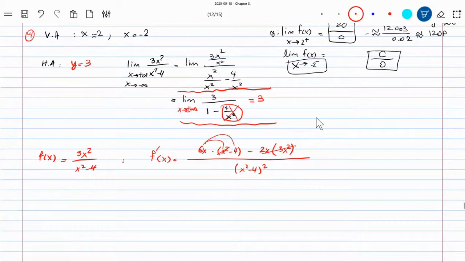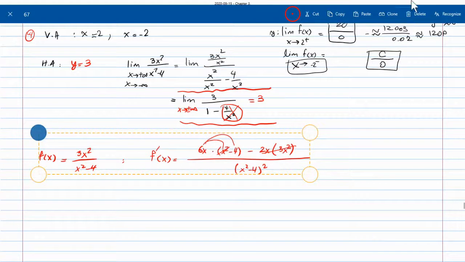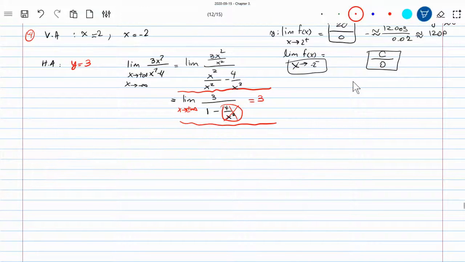Okay, make sure you calculate the derivatives correctly. Don't make the same mistakes that I do. Okay, so let me erase this. Okay, so now that we have the first derivative, which is negative 24x divided by x squared minus 4 squared.